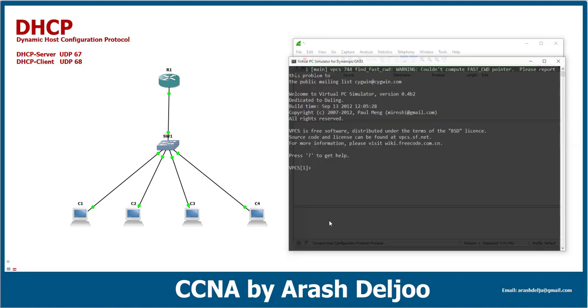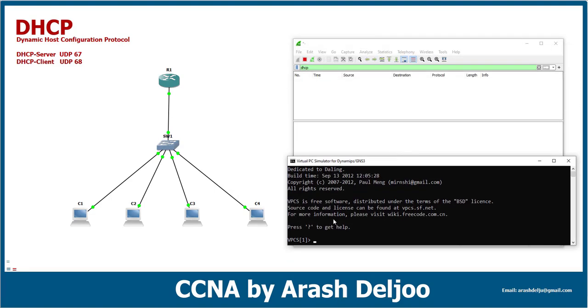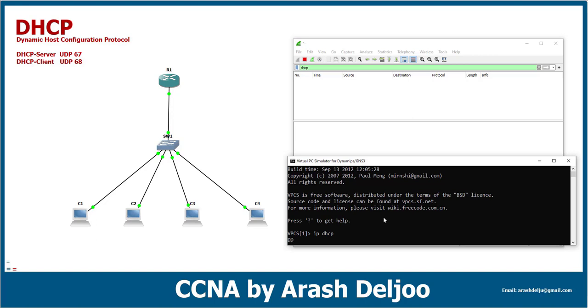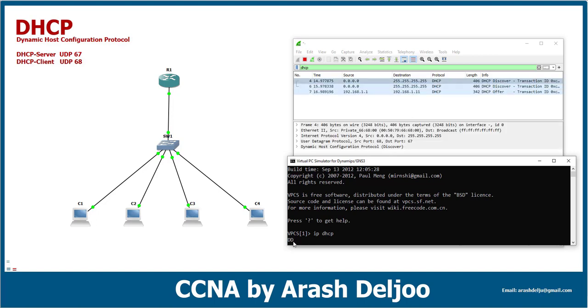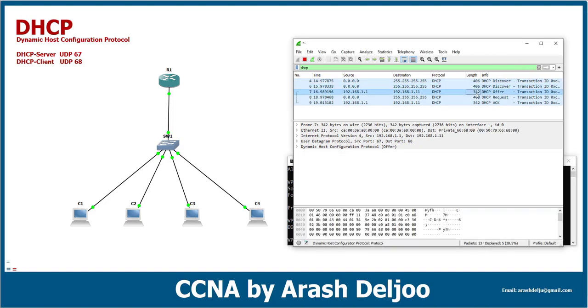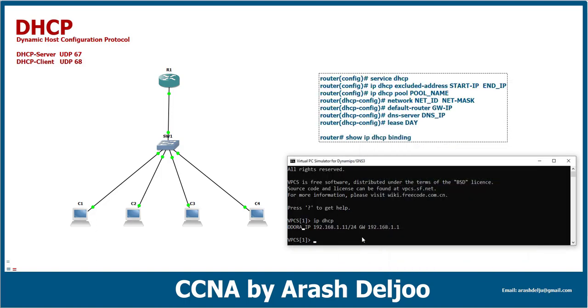And this is C1. Okay, look at here. This is computer 1, ip dhcp. Okay, this is the discovery. Look at it. D means discovery, O means offer, R means request, and A means acknowledge. DHCP discovery, DHCP offer, DHCP request, DHCP acknowledgement. So easy, as you can see here. And finally, now we will have an IP address.